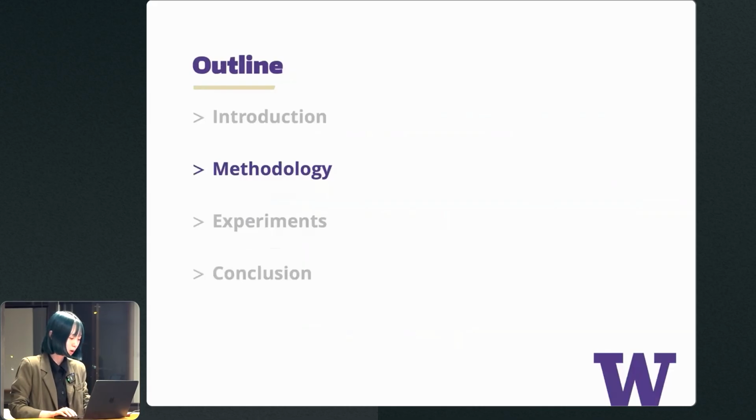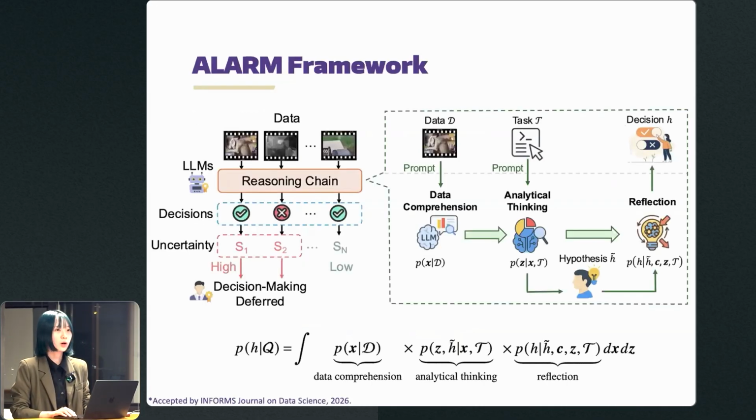Now I will introduce our detailed methodology. Our framework is called ALOM. Here we take data as the input. This data can be videos, images, text, or tabular data. In today's talk, I will take videos as an example. For each video, we will give it to different LLMs, and each video will go through the same LLM reasoning chain from different LLMs. After the reasoning chains, the LLMs can give different decisions for different videos.